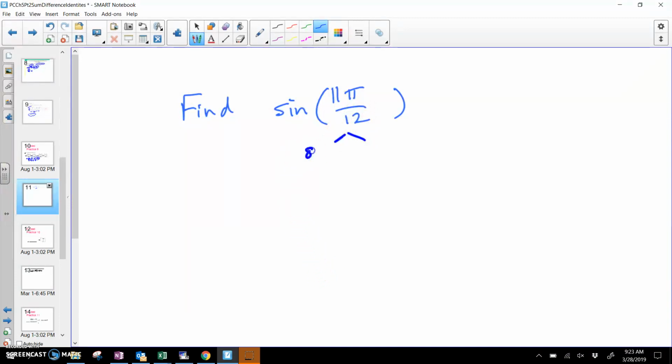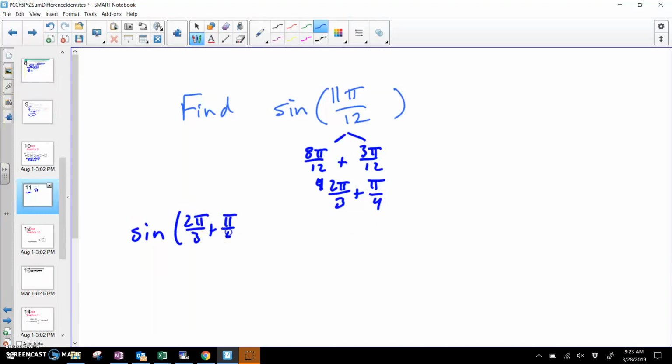Okay. So when I think about it, I know that 8 pi over 12 plus 3 pi over 12 gets me to 11 pi over 12. And so I can reduce that. These are both divisible by 4. That's 2 pi over 3, which is a unit circle measure, plus pi over 4, because those are both unit circle measures. So you'll see that sometimes you have to work a little harder, especially when it's in radians. I have sine of 2 pi over 3 plus pi over 4.